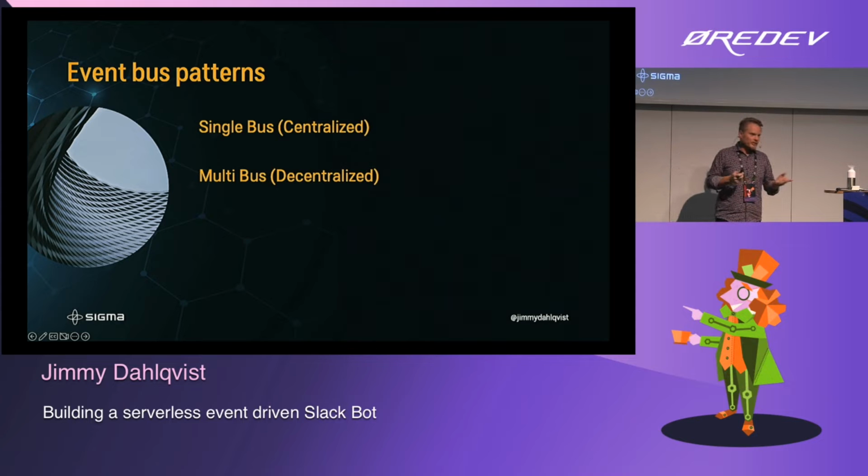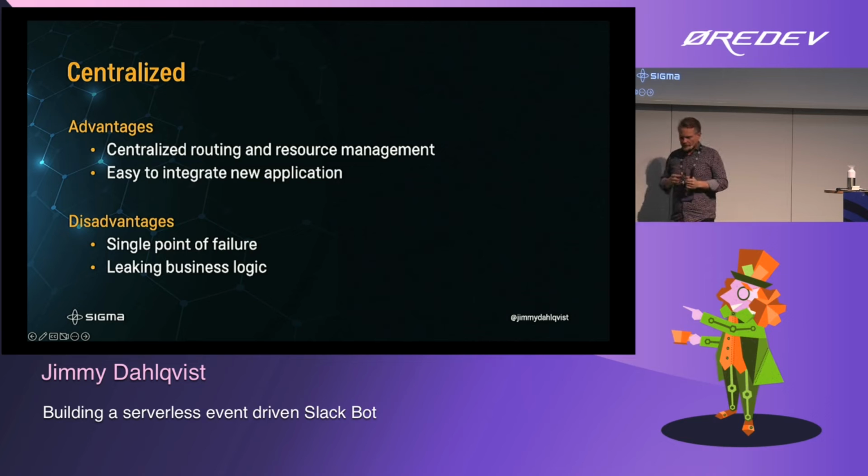When we're talking about EventBridge and event buses, we are basically talking about two different event patterns that I want to go into. We're using a single bus, which becomes a centralized bus pattern, and we have a multi-bus decentralized pattern. In the centralized pattern, we actually have one single event bus that all our services communicate to and with. It makes a central routing, which becomes very easy to handle, and it's very easy to integrate new applications since you have one place to do that.